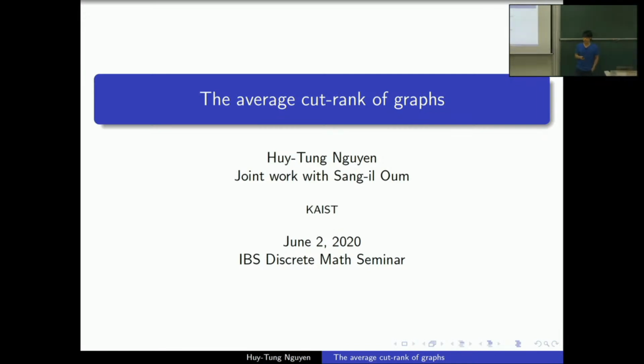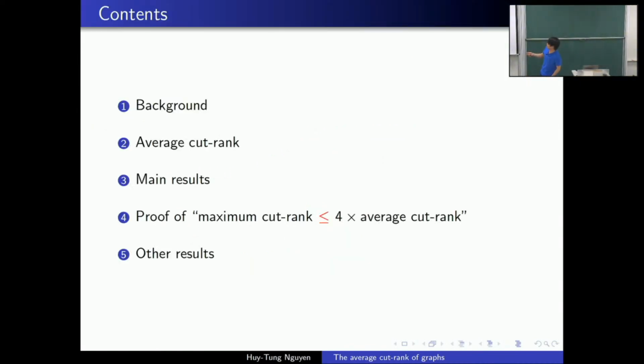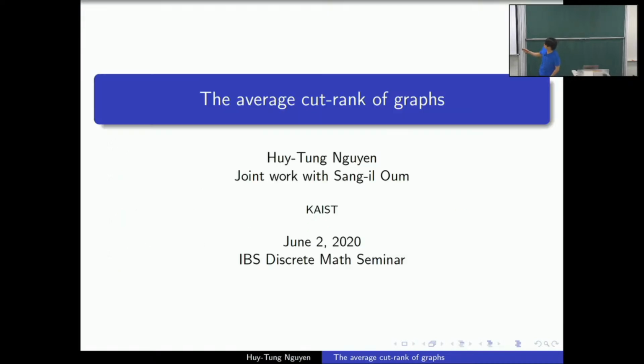Thanks for the invitation, and thanks everybody for coming here. I'm Tùng Nguyễn from KAIST, I'm still an undergraduate student. I hope my talk today will be kind of my thesis defense because I'm going to graduate this summer, hopefully. So this talk will be about the average cut-rank of graphs, a cut-rank-based parameter that Professor Sang-il Oum and I have been investigating since 2018.